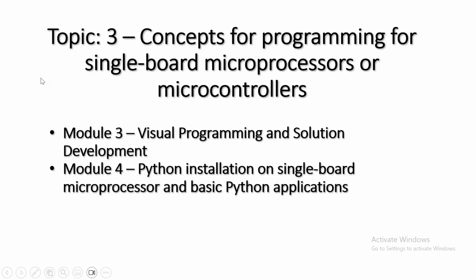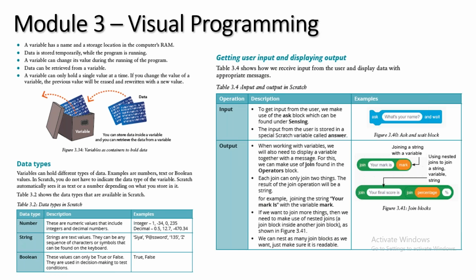Our next topic, topic 3, is concepts for programming single board microprocessors or microcontrollers. Okay. So this section was broken up into visual programming and solution development. And then we also broke it up into another module called Python installation on single board microprocessors, which is our Raspberry Pis and so on. So here, module 3, we go into visual programming.